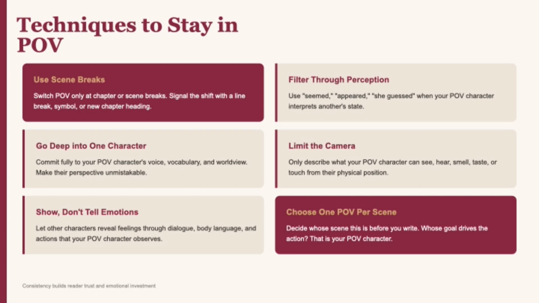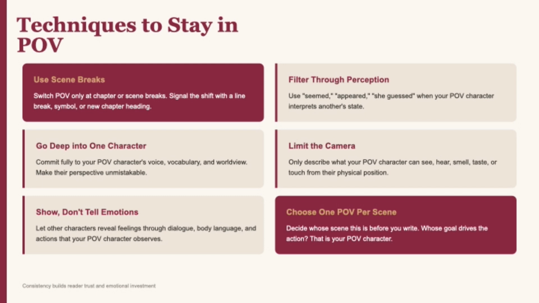We also have to filter through perception. So when your point of view character interprets another character's emotional state, use words like seemed or appeared or she guessed. This keeps you honest about what they actually know versus what they assume. You know why? Because it's observable. It's observable. And we also have to limit the camera.